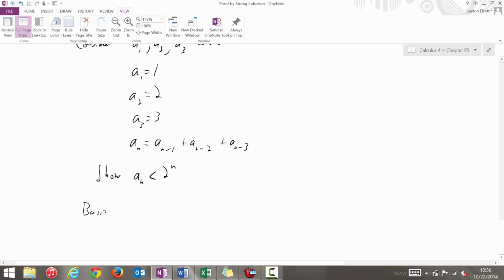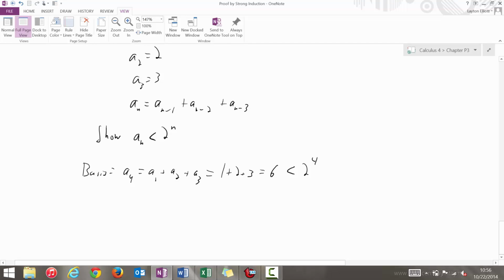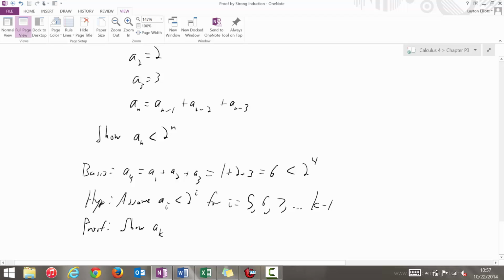And our basis case is that A4 is equal to A1 plus A2 plus A3 equals 1 plus 2 plus 3, or 6, and that is in fact less than 2 to the 4th, or 16. So our hypothesis is that we assume A sub i is less than 2 to the i for i equals 5, 6, 7, all the way up to k minus 1. So we're assuming this is true for all the i values up to k minus 1. Our proof is to show A sub k is less than 2 to the k.